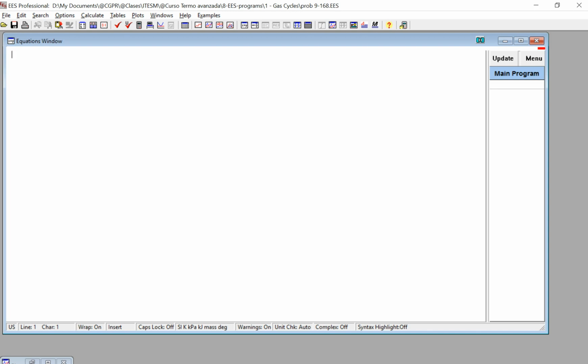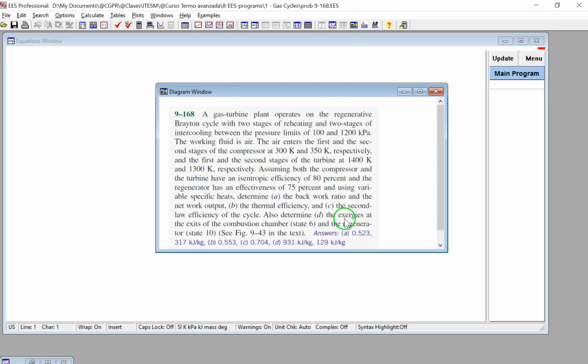Okay guys, the idea of this video is to show the implementation of problem 9168 that we just solved by hand in EES. As we mentioned in our class, the first thing, and it's just housekeeping, is to copy the text of the problem into the diagram window. That helps you understand what you are solving, and by reading the program and the diagram later on, you will understand what you are saying.